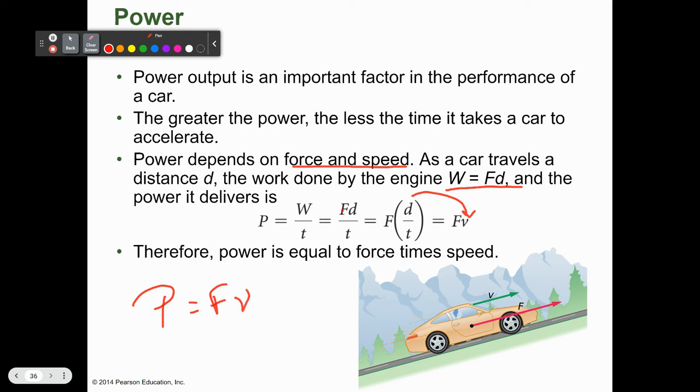So when they talk about how fast it can go 0 to 60 miles per hour in so many seconds, okay, that's talking about its power.